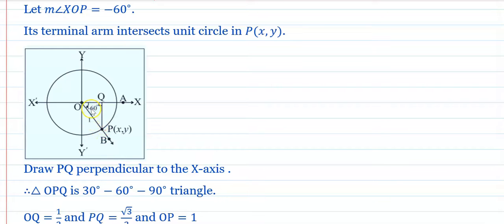Now the length of the side opposite to angle 60 is root 3 by 2 times the hypotenuse. Therefore PQ is equal to root 3 by 2 times the hypotenuse, means root 3 by 2 into 1. That is equal to root 3 upon 2. This is the PQ. What about the OQ? OQ is the side opposite to angle 30 degree. This is 60 and 90, so this is 30. And therefore OQ is equal to 1 upon 2. These are the values.